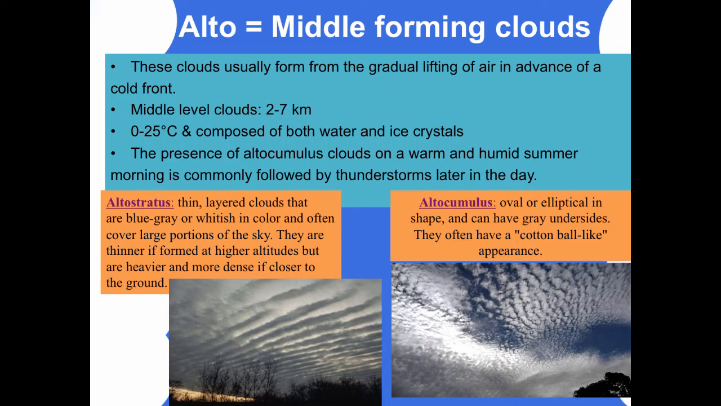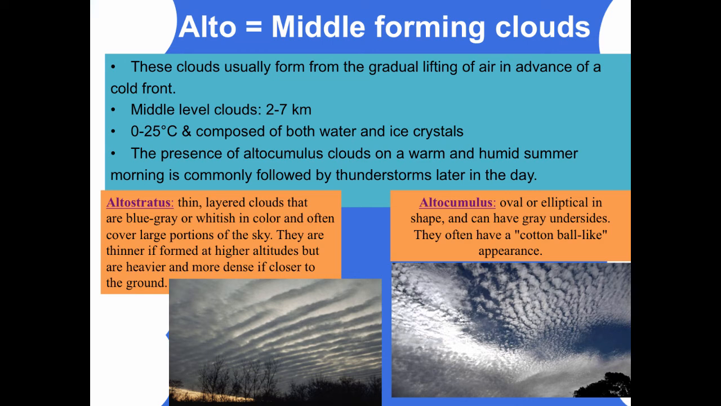Alto are middle-forming clouds. So these clouds usually form from a gradual lifting of air in the advance of a cold front. So it's slow, warm, rising air. It forms from 2 to 7 kilometers, 0 to minus 25 degrees Celsius. It can be composed of both water and ice crystals. If you see an altocumulus cloud on a warm and humid summer morning, it usually means you're going to have thunderstorms in the afternoon.